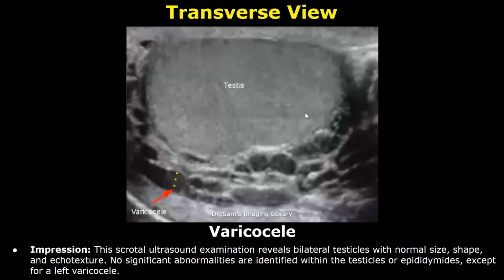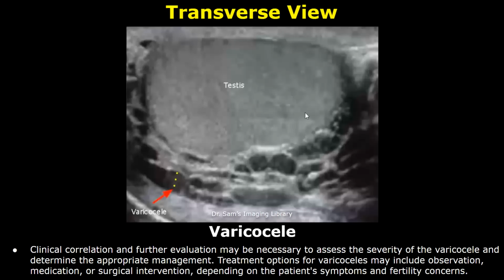Here is the impression. The scrotal ultrasound exam reveals bilateral testicles with normal size, shape and echo texture. No significant abnormalities are identified within the testicles or the epididymides, except for a left varicocele. Clinical correlation and further evaluation may be necessary to assess the severity of the varicocele and determine the appropriate management.